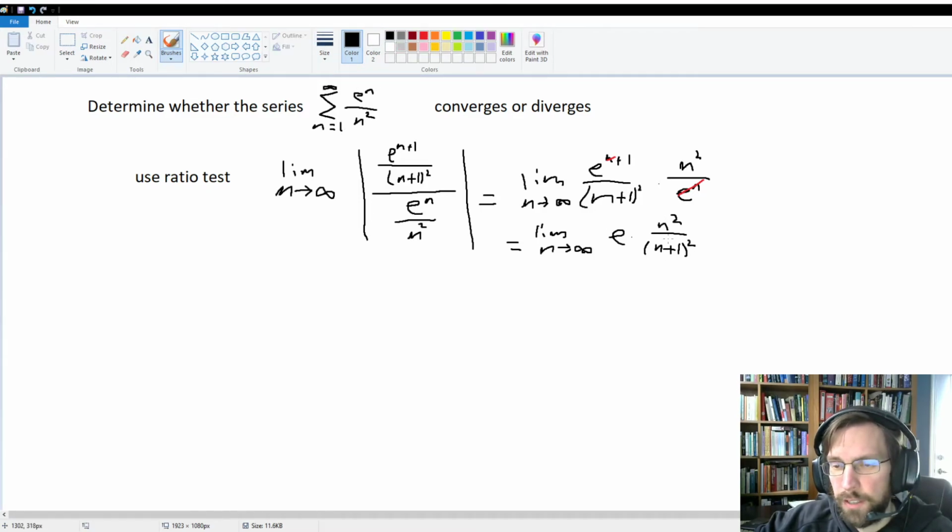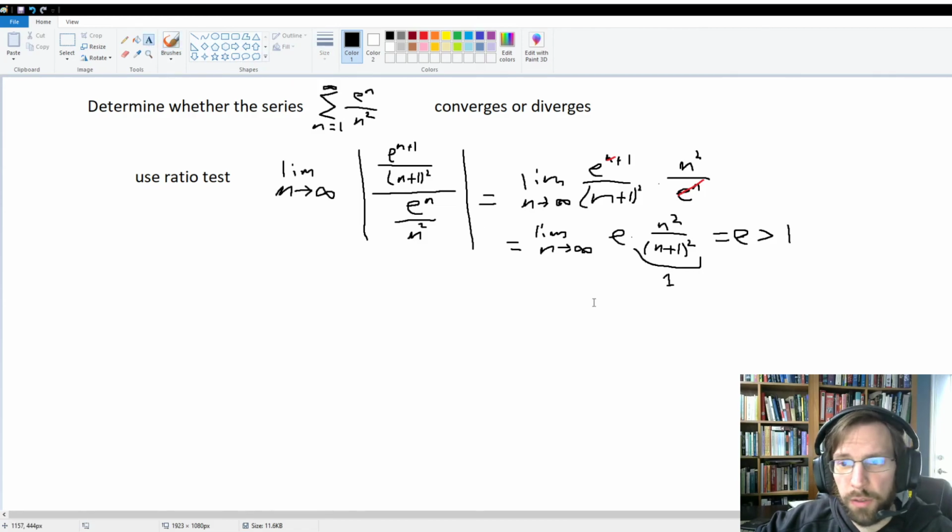Okay, now if we look at this limit, as n goes to infinity, you can factor out the e, and then we end up with infinity over infinity, so we can use L'Hopital's rule a couple times, or you can factor out an n squared from the numerator and denominator. And regardless, we're going to end up with our limit being e, because this limit goes to 1.